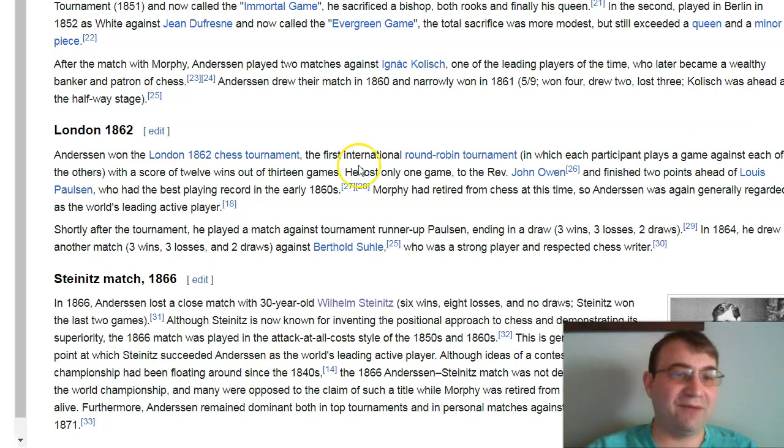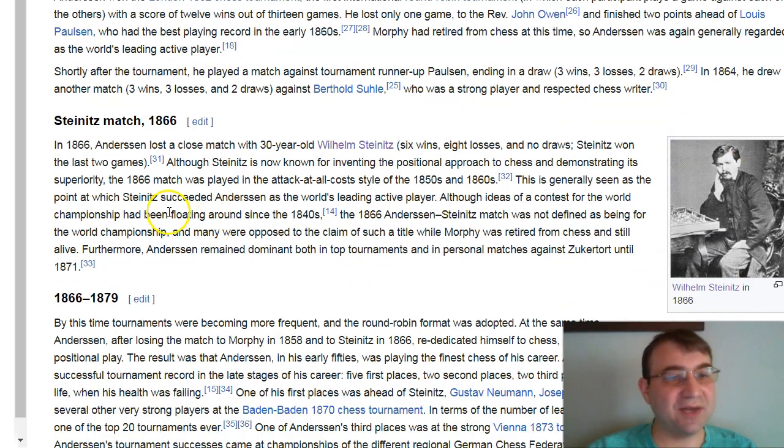And then what happens? We have another major international tournament to determine the best player in the world. Who won this international tournament? Anderson won it. Anderson won the major international tournament in 1862, effectively getting his title back. And then he effectively lost that title in 1866 to William Steinitz. So we have this clear line of succession going all the way back to Anderson winning the international tournament back in 1851. It's very clean, it's very nice, it's very pristine.